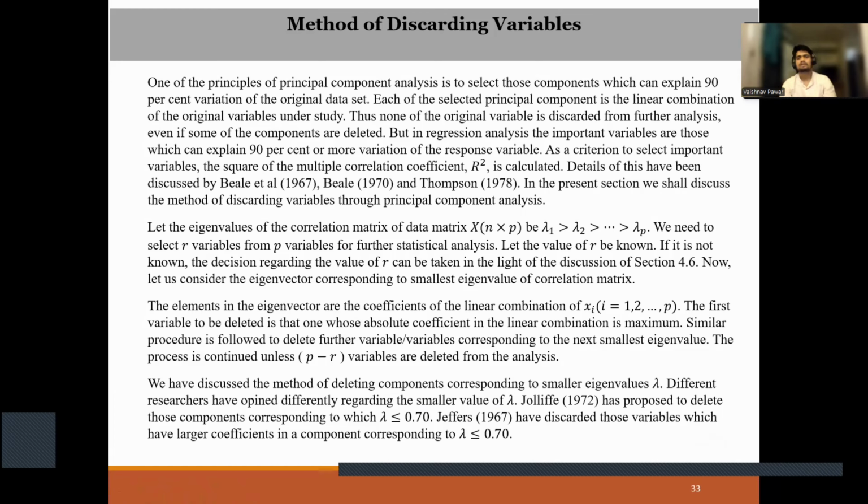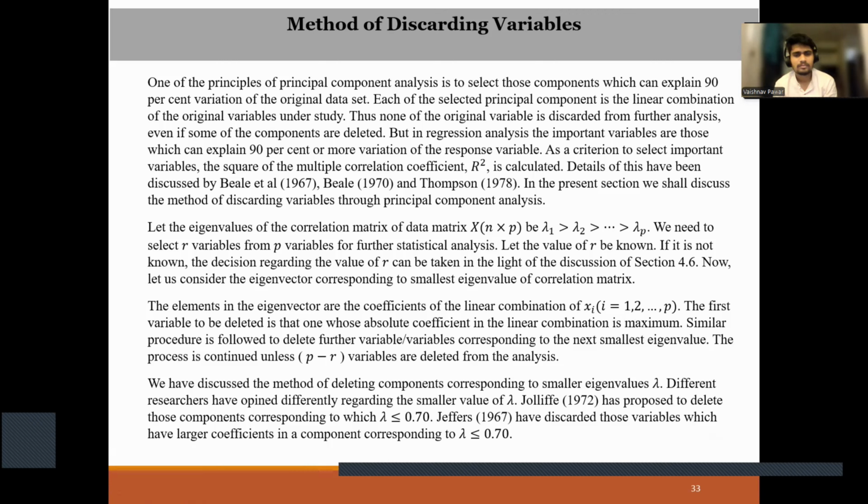Principal component analysis selects those components which can explain 90% variation of the original data set. Each selected principal component is discarded from further analysis. If our components explain 90% or more of the variation, as the criterion to select important variables, the square of the multiple correlation coefficient, R square, is calculated. Details have been discussed by Beale in 1967, 1970, and Thompson 1978. In the present section, we discuss the method of discarding variables regarding principal component analysis.